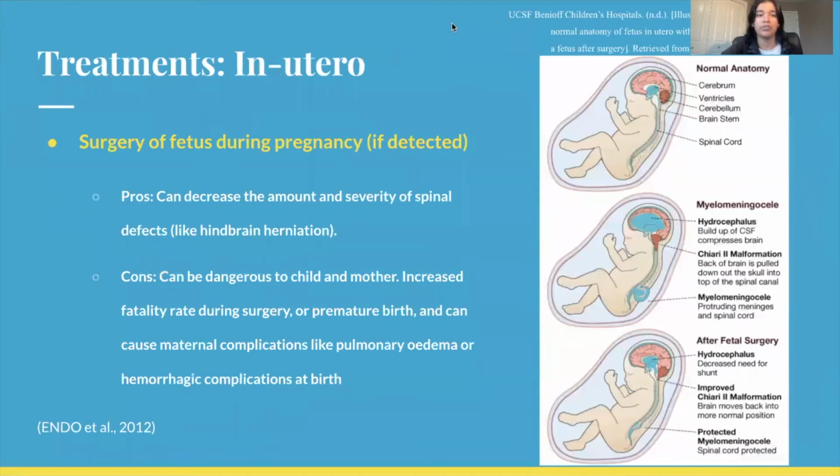Treatments in utero. Surgery can be performed on the fetus if spina bifida is detected during the pregnancy. The pros to this is that it can decrease the amount and severity of spinal defects like hindbrain herniation. The cons is that it can be dangerous to the child and the mother. There's an increased fatality rate during the surgery, and there's the increased risk of premature birth, and it can also cause maternal complications like pulmonary edema or hemorrhagic complications at birth.